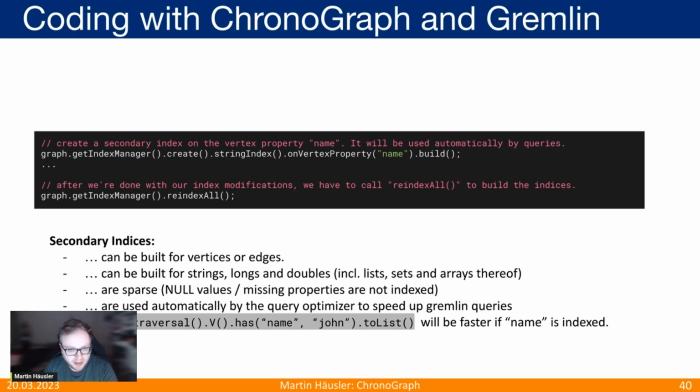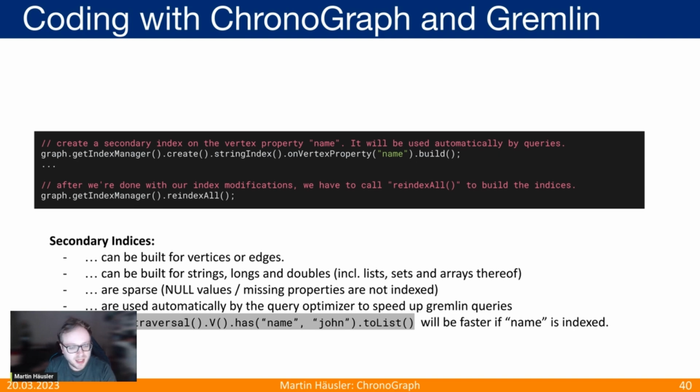So you can have multi-value properties. You declare them basically on a vertex or on an edge, and you provide it with the name of the property that you want to index. And when you're done creating all your indices, you call reindex all once, and then the indexer will run through your data, collect all the values, and build the secondary index for you. I guess that's a fairly standard procedure.